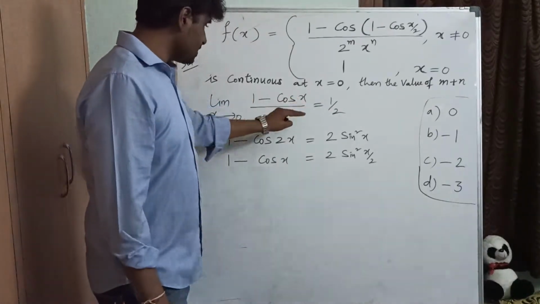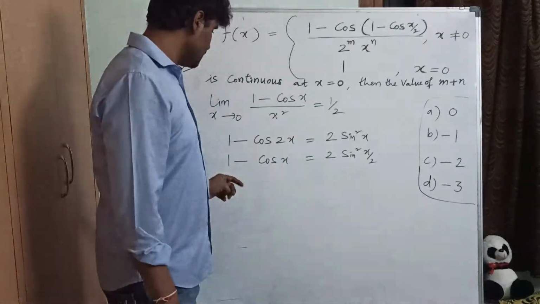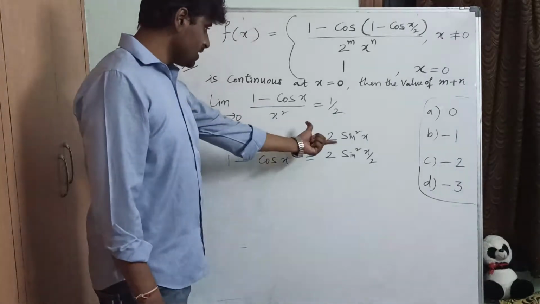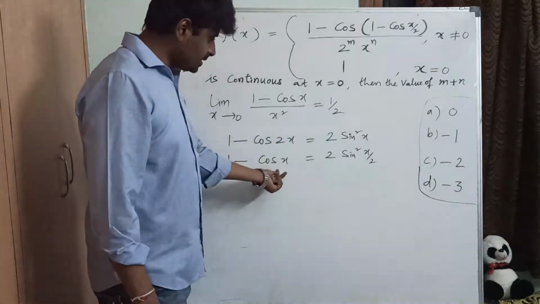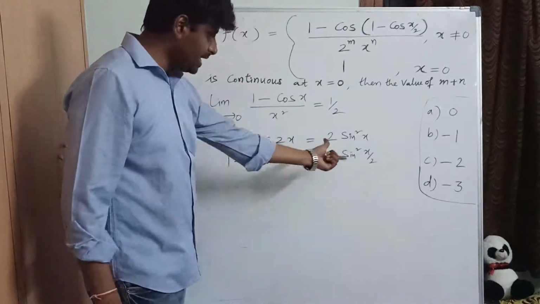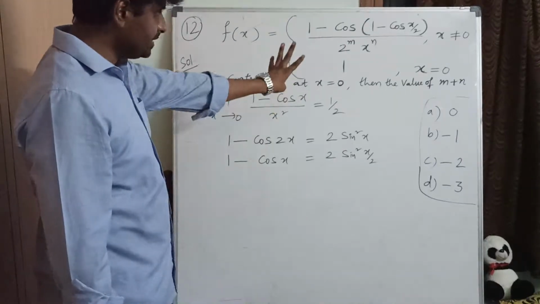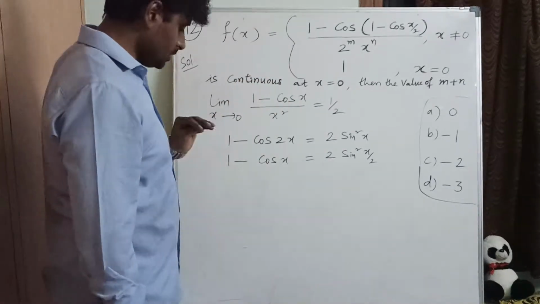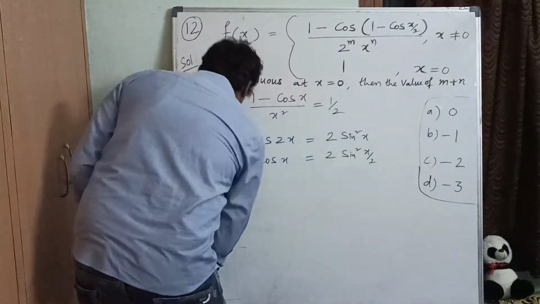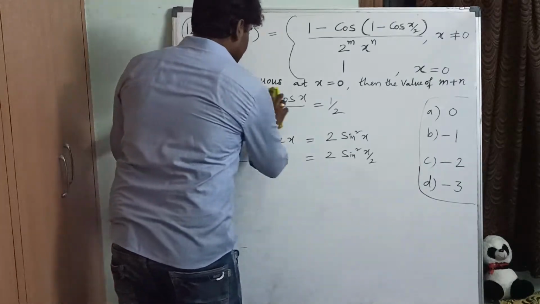The limit of (1 minus cos x)/x² equals 1/2. And 1 minus cos 2x is 2 sin²x. If you have 1 minus cos x, it is 2 sin² of half of the angle. So clear? We have to remember these formulas to solve this problem. Now let us solve by using these formulas.